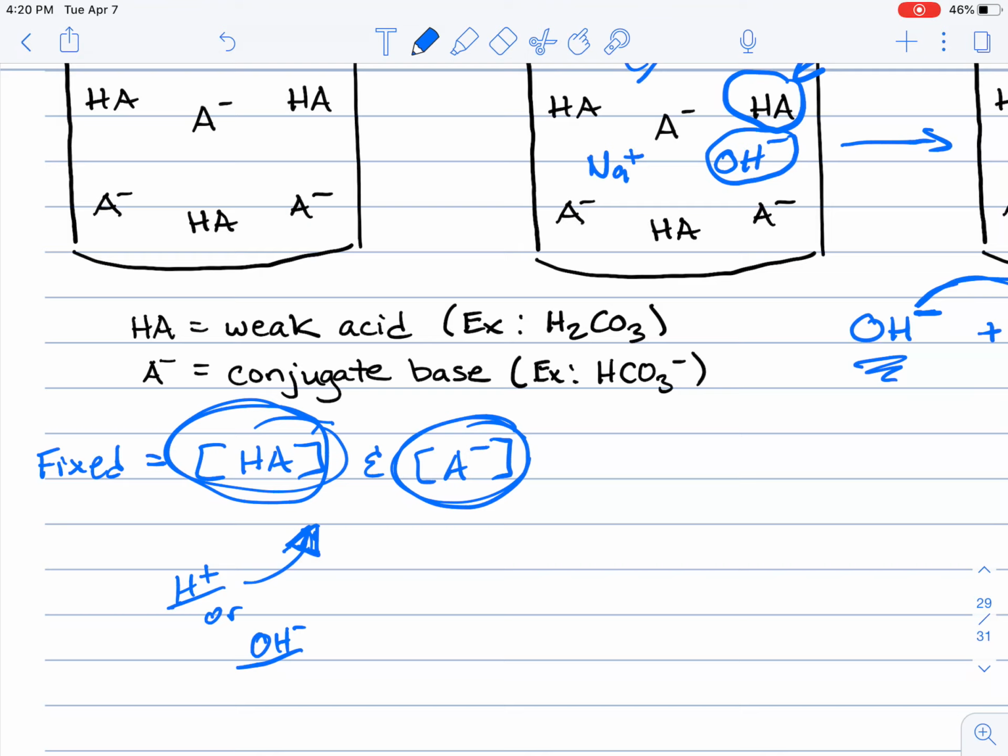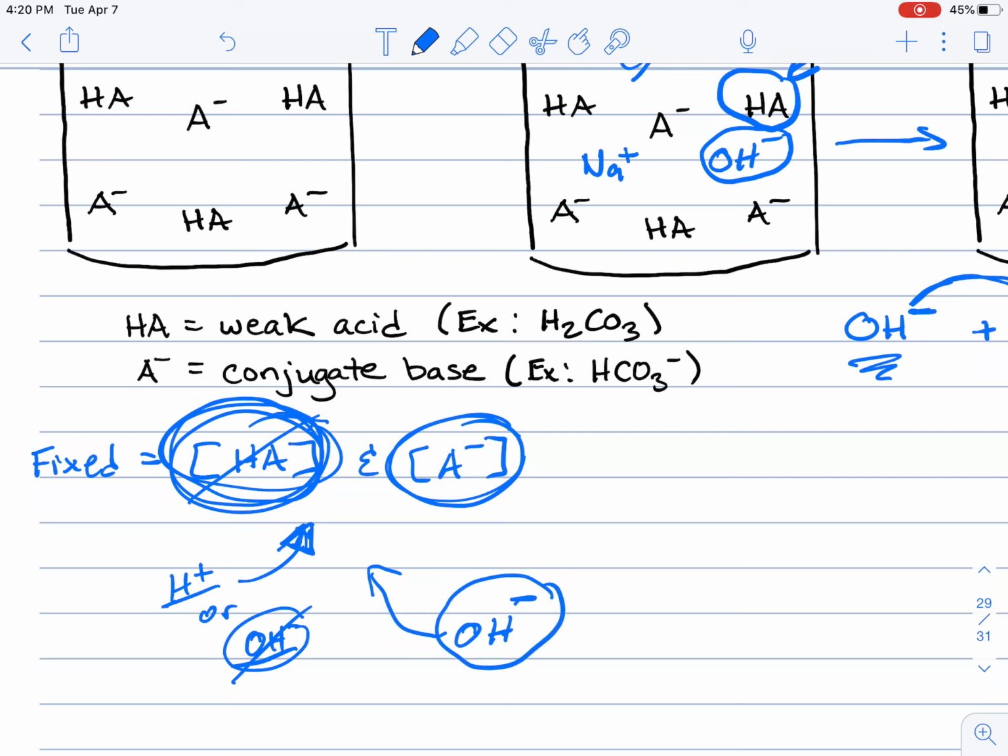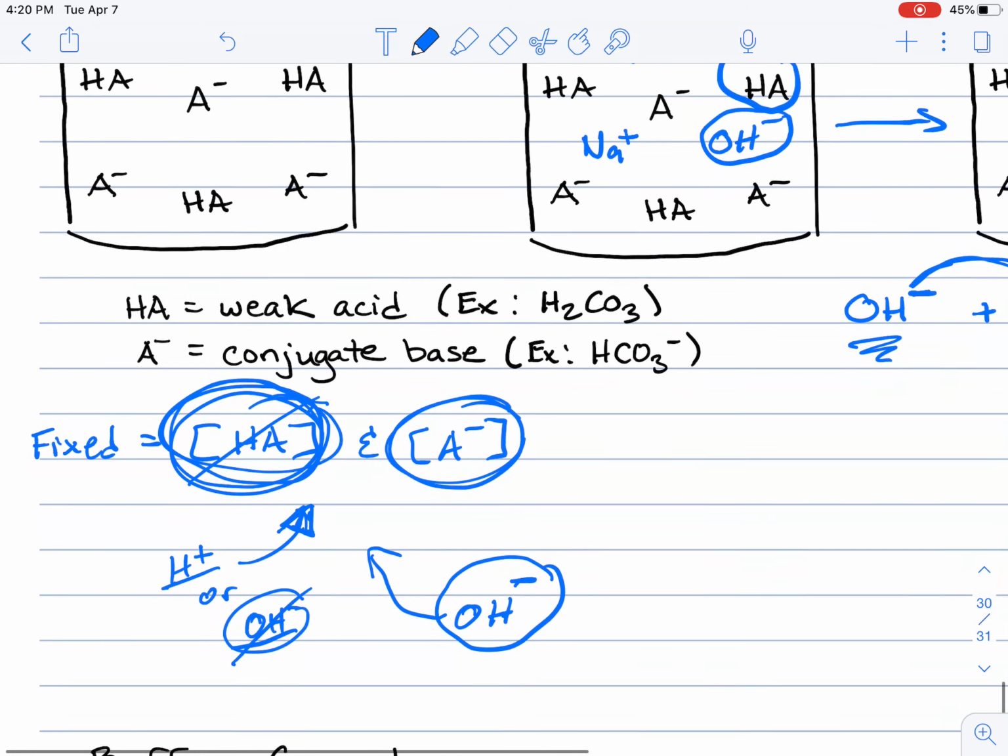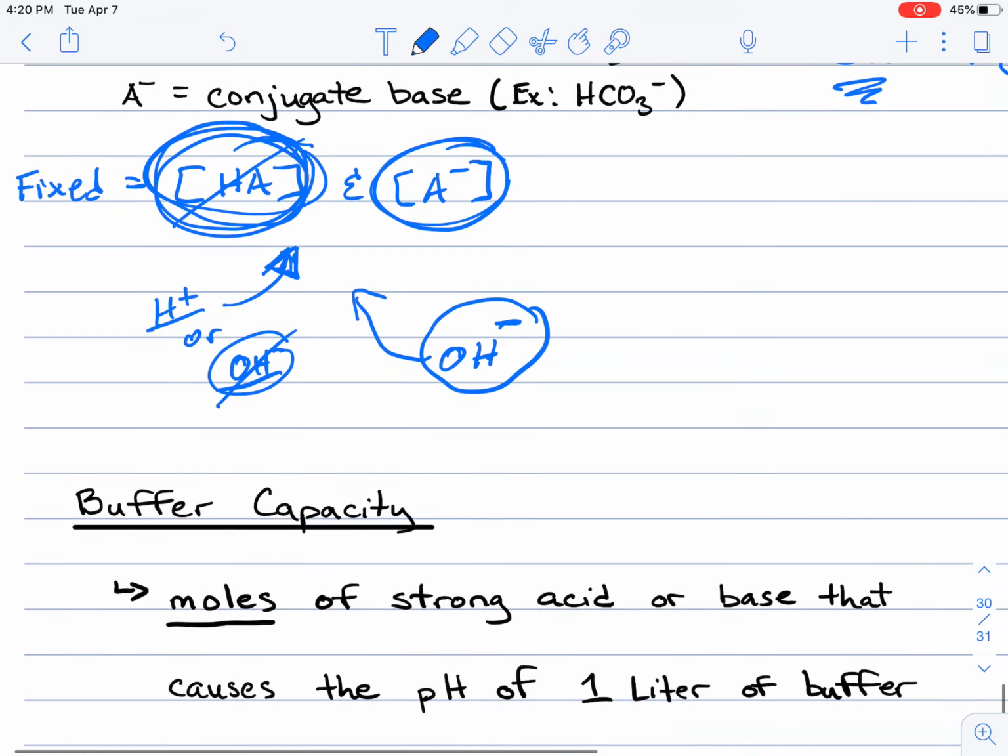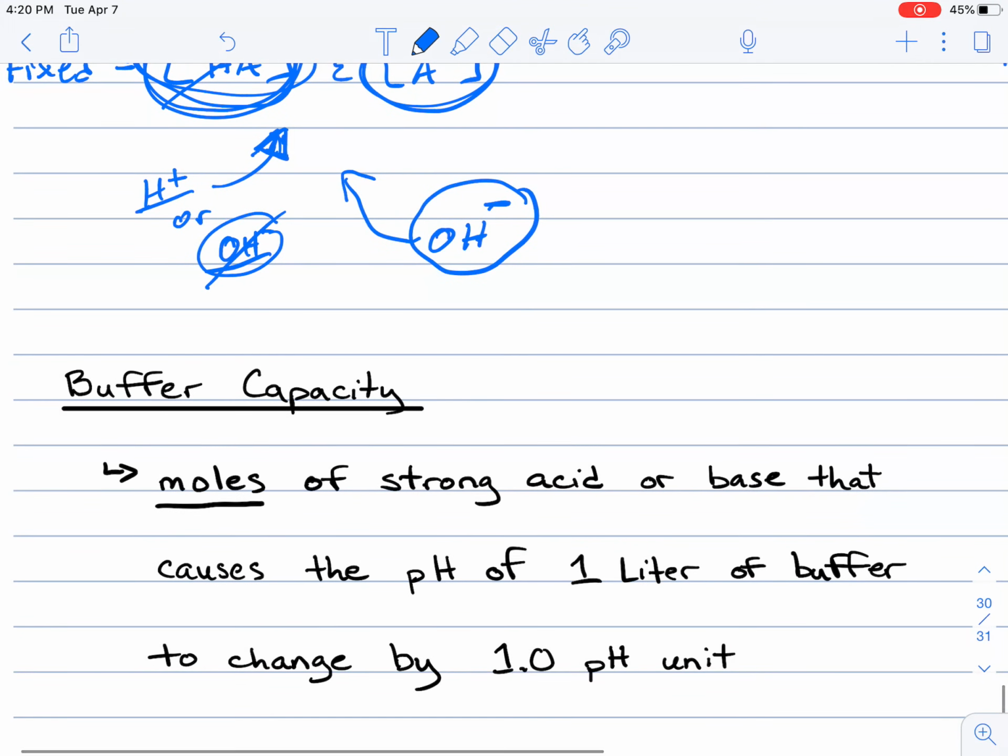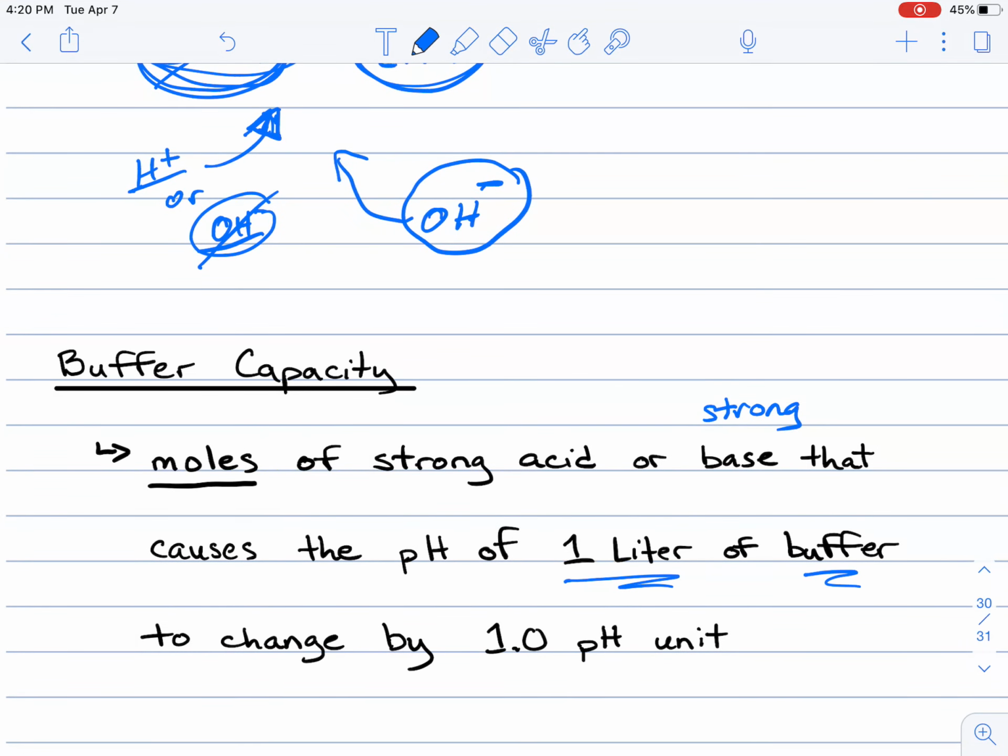When one of the conjugates is consumed, for example, when HA was completely consumed by OH minus, and you add even more OH minus and there's no more HA present in solution, then the buffer system will fail, such that there's going to be a huge change in pH units when you add more hydroxide. So overall, what I'm trying to get at is the capacity of the buffer, or the buffer capacity. The buffer capacity represents the moles of strong acid or strong base that will cause the pH of 1 liter of the buffer to change its pH by 1 unit. So that's the minimum requirement.